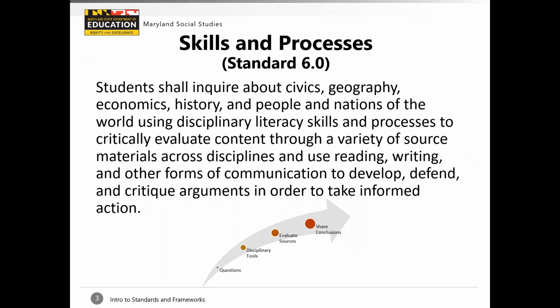Let's take a moment to focus on the skills and processes standard, often referred to as Standard 6.0. Please read the standard on your own. While you're reading, make note of the skills that are being addressed.